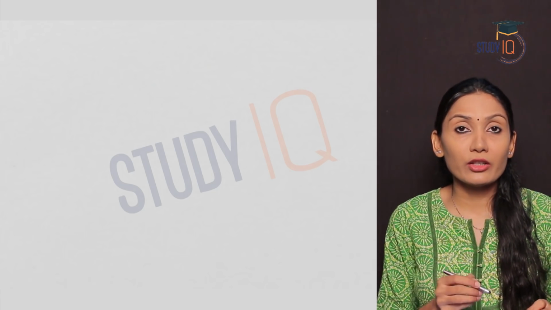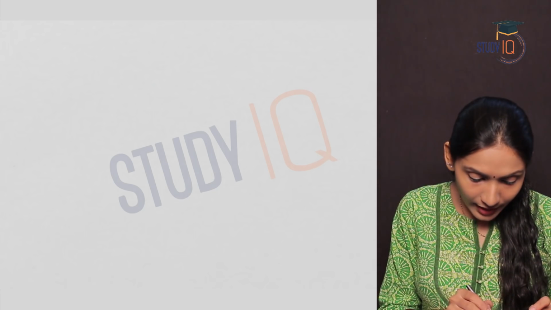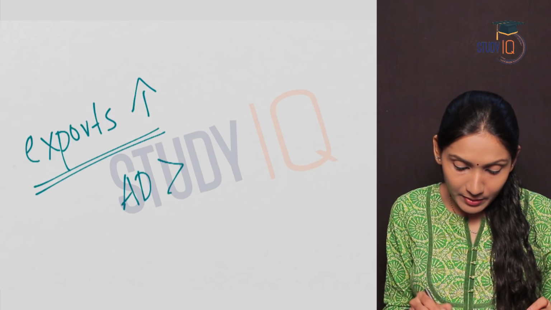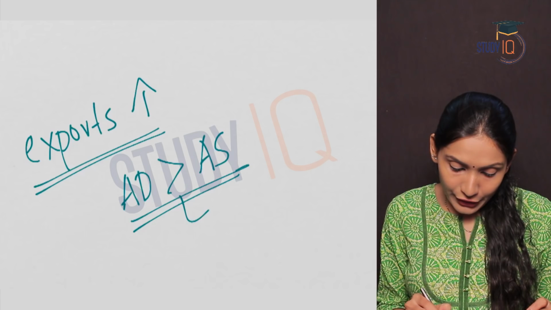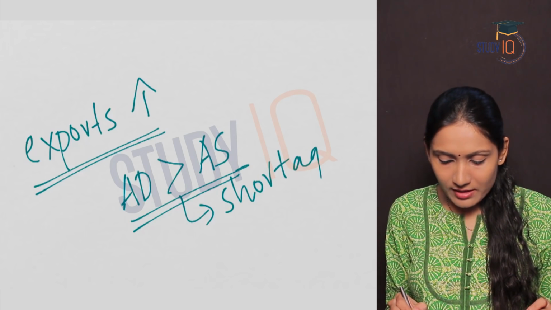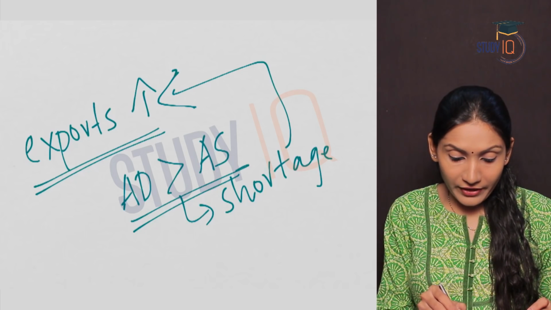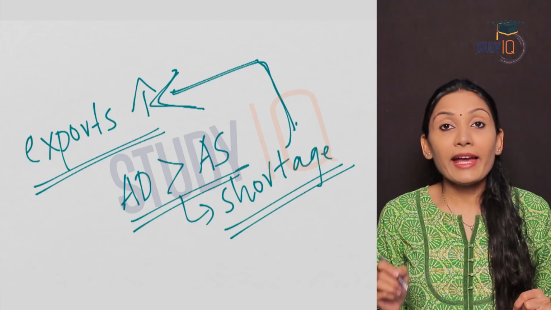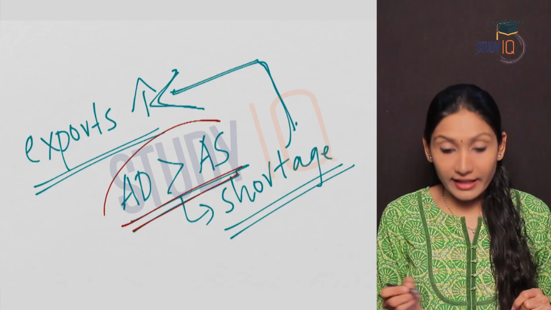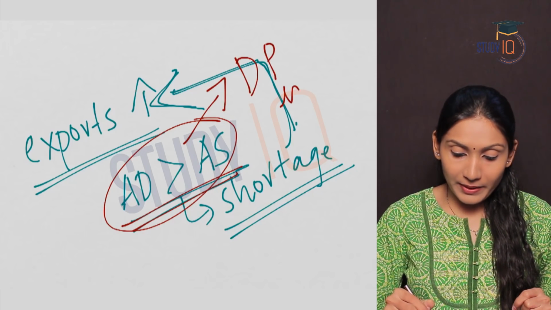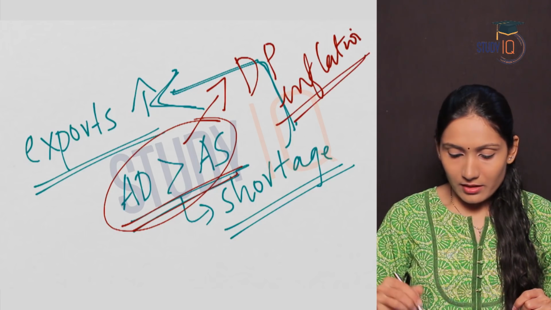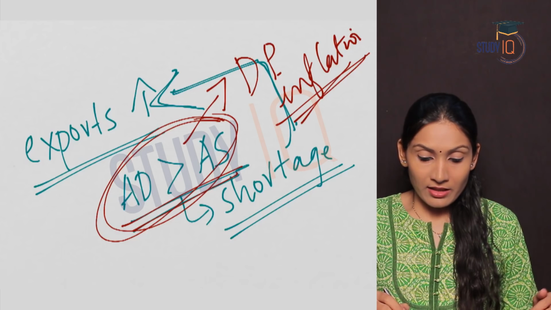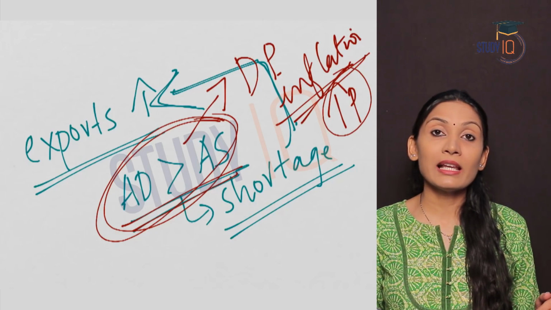So, in the domestic market, what will be the effect of that? Exports are increased, so in the domestic economy, aggregate demand will be more than the aggregate supply because there is a shortage. Why is this shortage? Because of increasing exports, there will be a shortage of commodities. And when aggregate demand is more than aggregate supply, we have seen there will be demand pull inflation in the economy. The supply is not enough to meet the domestic requirements, which means the prices of commodities in the market will increase.